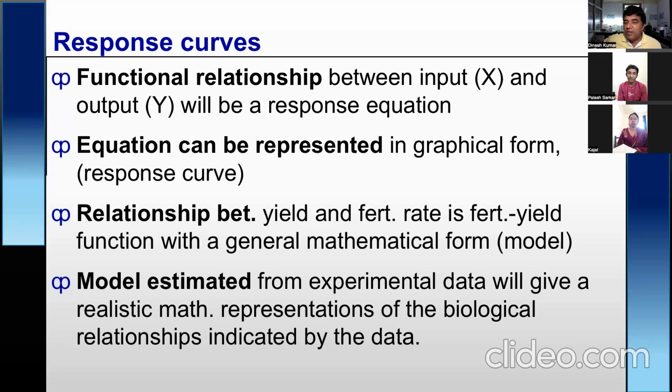Relationship between yield and fertilizer rate is the fertilizer yield function or fertilizer yield response curve, with a general mathematical form. Call it a model also; no need to be afraid of it. A model estimated from experimental data will give a realistic mathematical representation of the biological relationship indicated by the data. Such equations are very potent, very effective. They can represent the biological relationship between your independent and dependent variable.